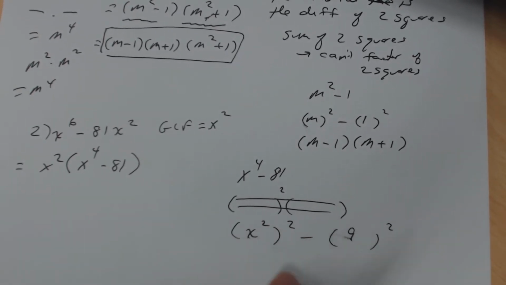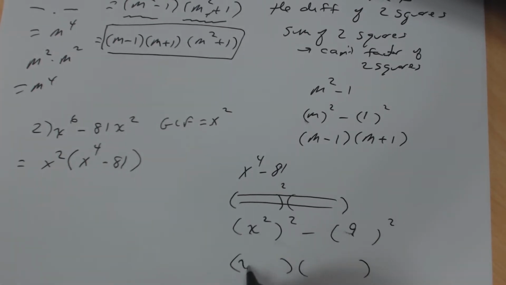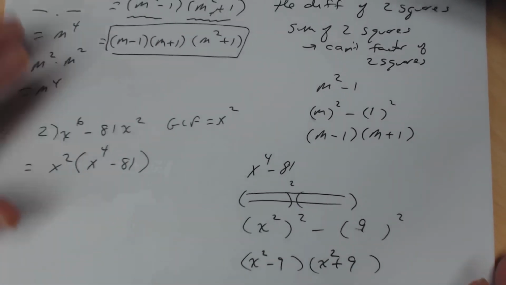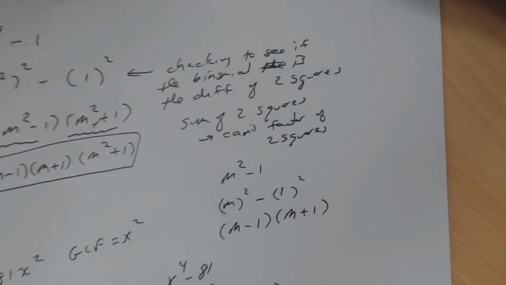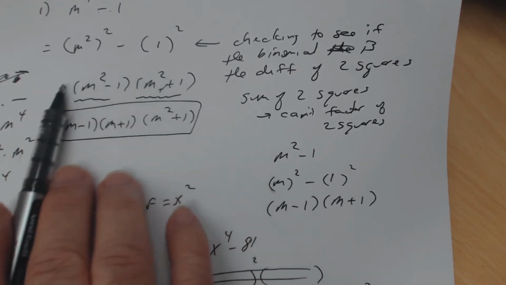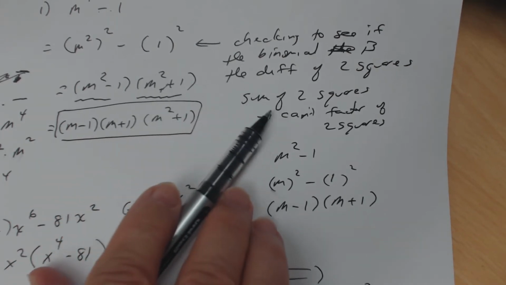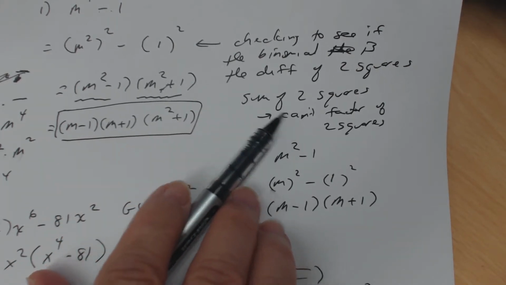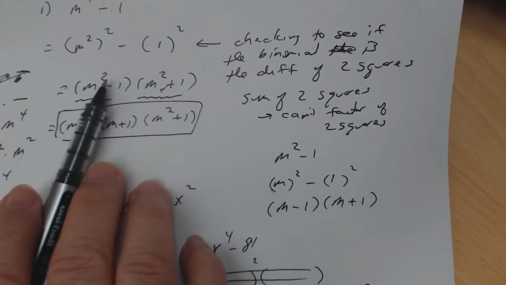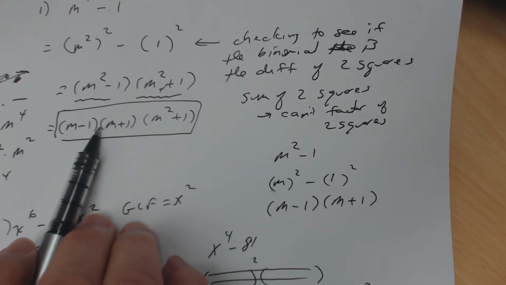Now again, that's not the answer. You got to go further with this. So you got to factor it. So you're going to say x squared minus 9 times x squared plus 9. Okay? Now, just like we did here, you got to see if you can go further with any of these. So remember, this right here was the sum of two squares, which we know we cannot factor. But this right here was still the difference of two squares, so I can go further with it. So that's where I get this.